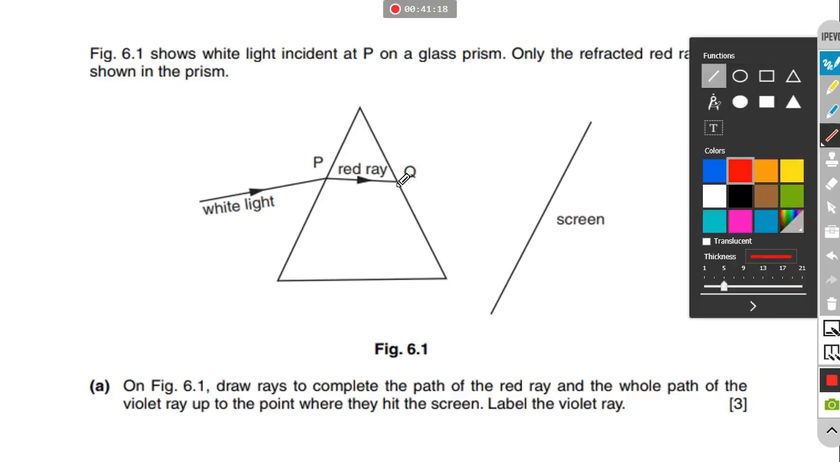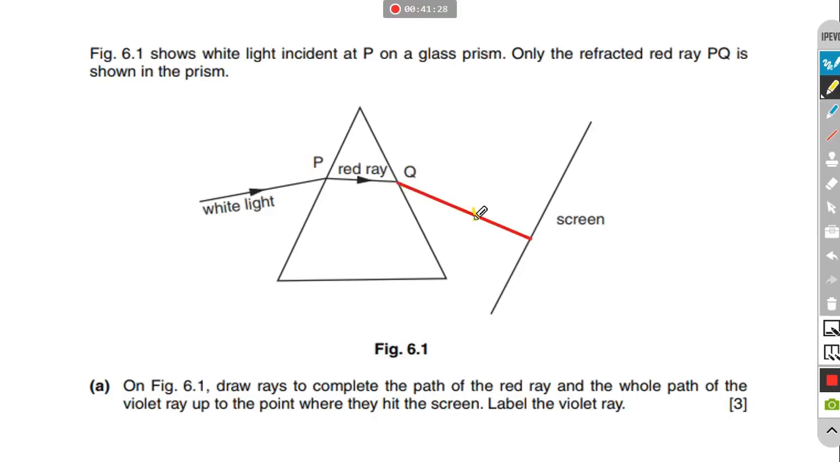So this is our red ray. And we know when it exits, it's not going to go straight. It will refract even further. So this is, let's say, the refraction of red. Draw the direction. And we also need to draw for violet.